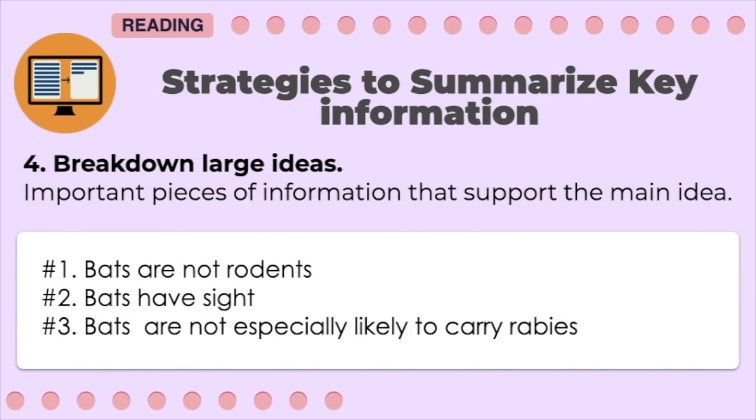Break down large ideas. Get the important pieces of information that support the main idea. Make sure that you chunk the ideas into small parts to understand the whole text. In the same text, these are the ideas that support the main idea. Number 1. Bats are not rodents. Number 2. Bats have sight. And number 3. Bats are not especially likely to carry rabies.